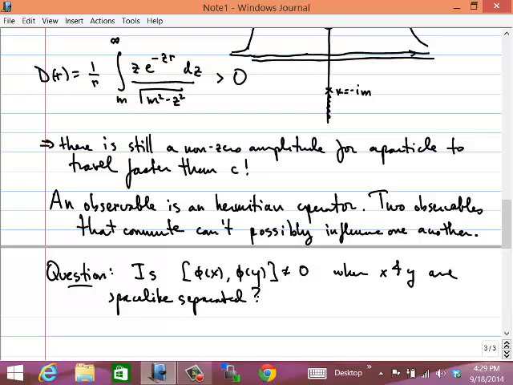So for example, if phi of x is the operator that creates a particle here on Earth, phi of y is the operator that creates a particle in Alpha Centauri at exactly the same time in some reference frame, then if those two observables commute with one another, then the fact that an alien is creating a particle in Alpha Centauri can't possibly influence me creating a particle here on Earth. Even though the quantum mechanical amplitude, the expectation value of phi of x, phi of y, might be non-zero.